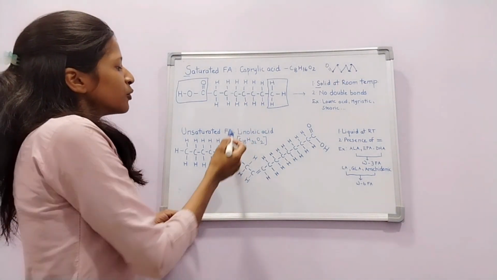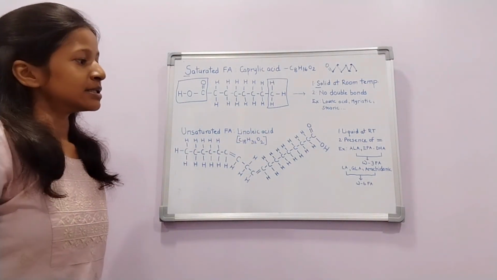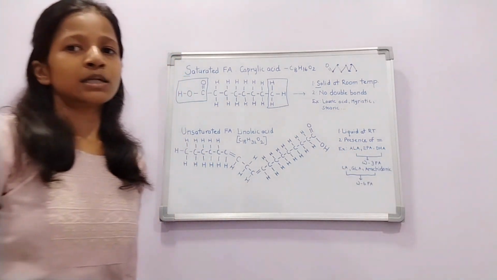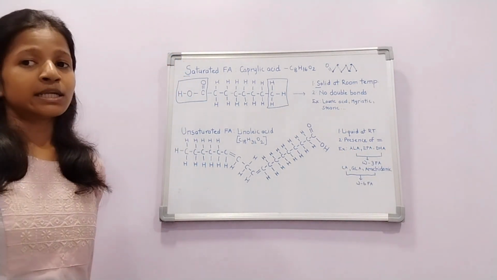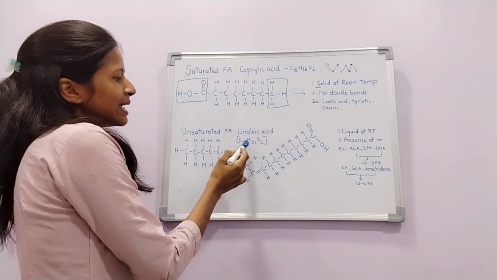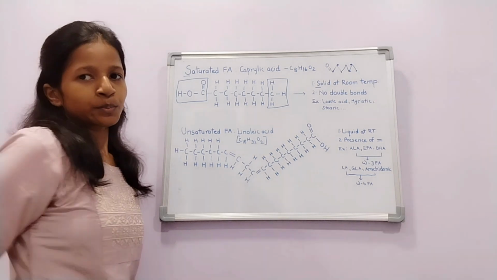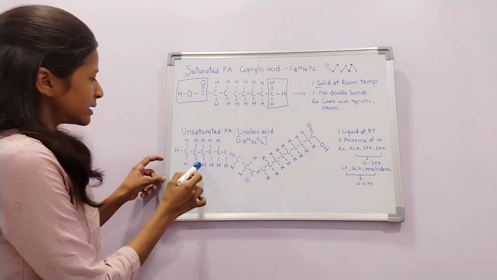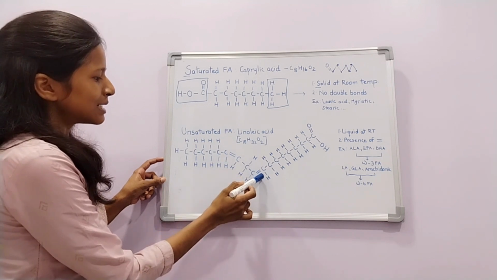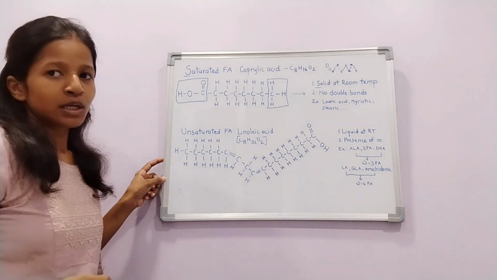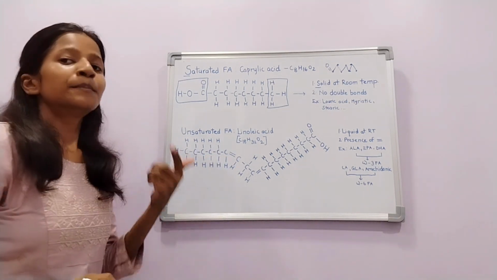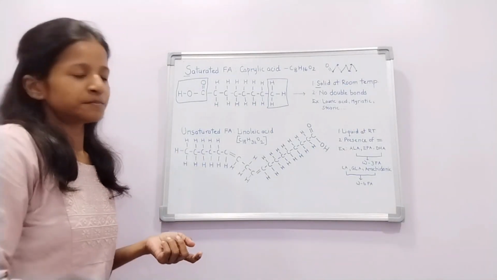Okay. Now moving on to the unsaturated fatty acids, again there are different types: ALA, EPA, DHA, all these come under the unsaturated fatty acids. As an example, I have taken linoleic acid here, C18H32O2. If you look at this, there is one double bond here, then there is another carbon double bond here. So unsaturated fatty acids have one or more double bonds in their structure.